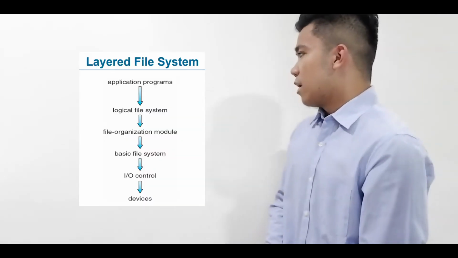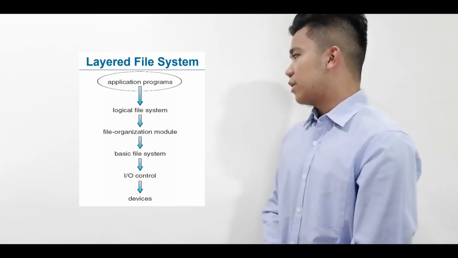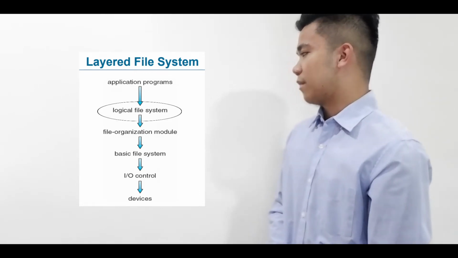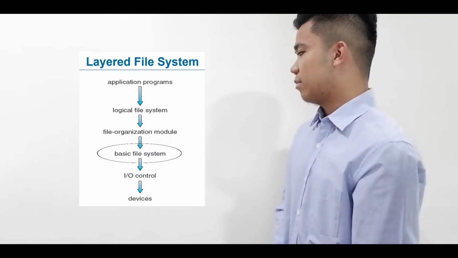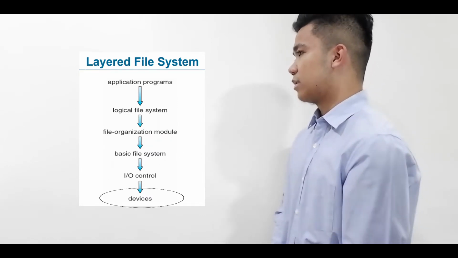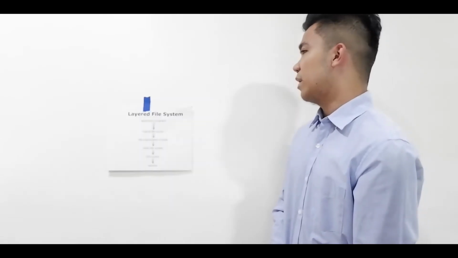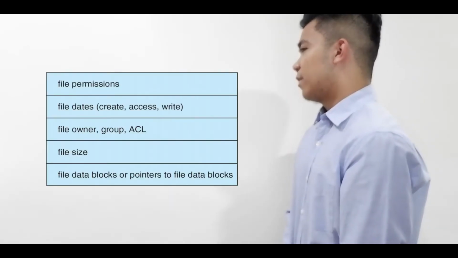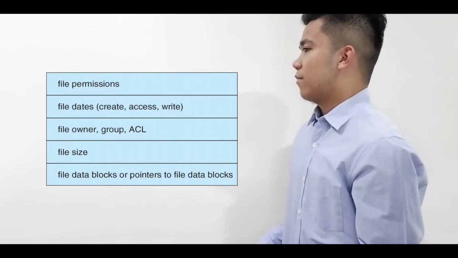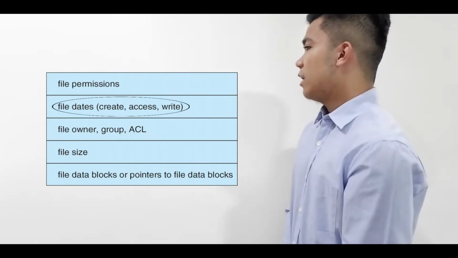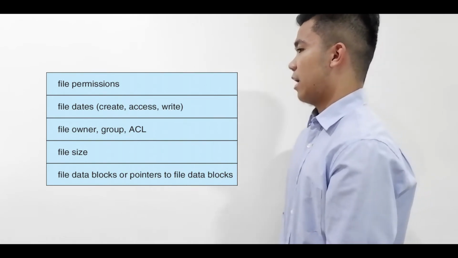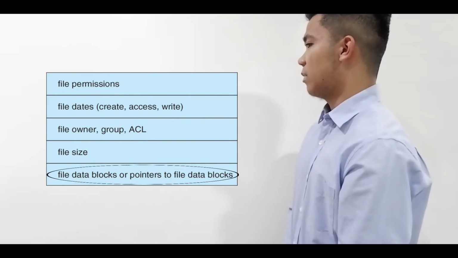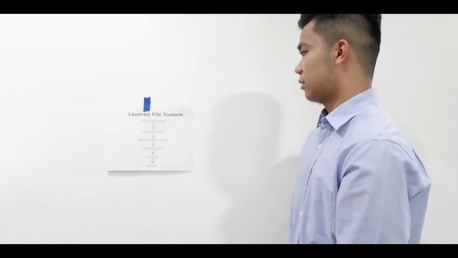So here are the layers we have. The layered file system: application programs, then the logical file system, file organization module, the basic file system, I/O control, and the devices. Next, we have the typical file control block. First is the file permissions, file dates (create, access, or write), file owner, group, ACL. Next is the file data blocks or pointers to the file blocks.